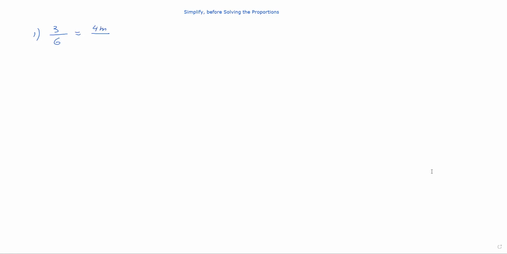3 over 6 equals 4m over 12. Before we start using any method, crisscross, cross multiply, flip-flop, we have to think, what can we do to reduce the numbers? We can see that 3 and 6 can each be divided by 3, so we get 1 and 2. And 4 and 12 can both be divided by 4, so we get 3.